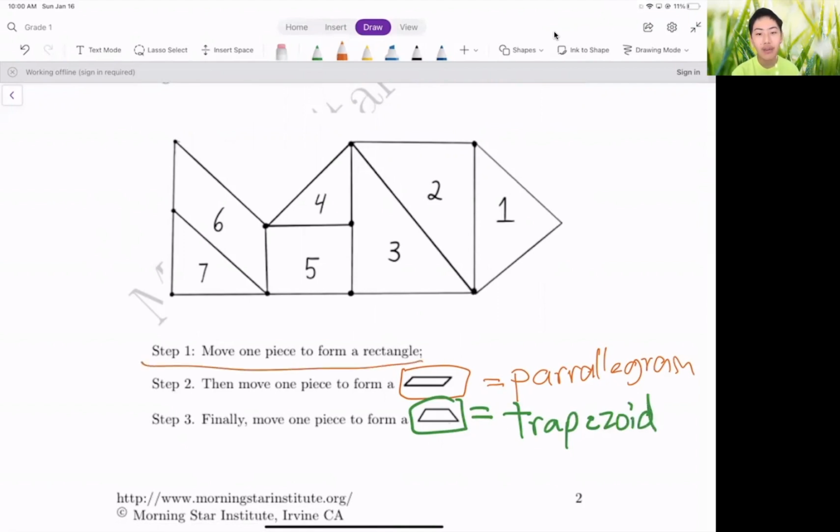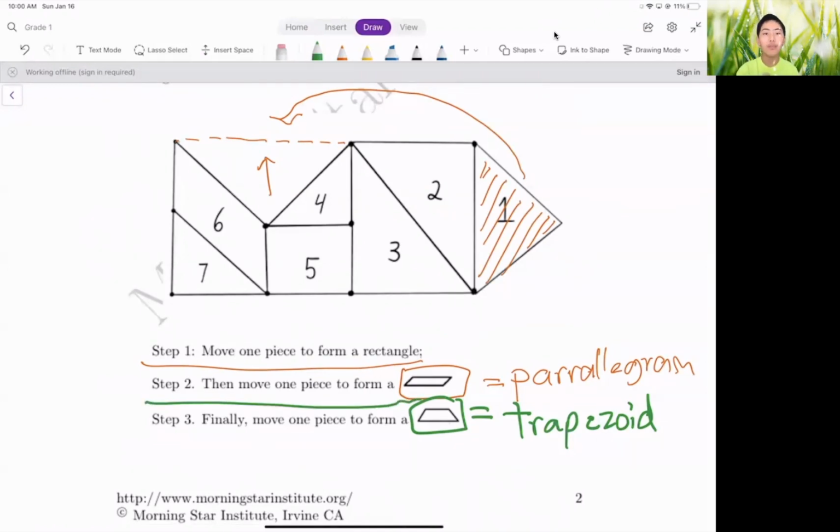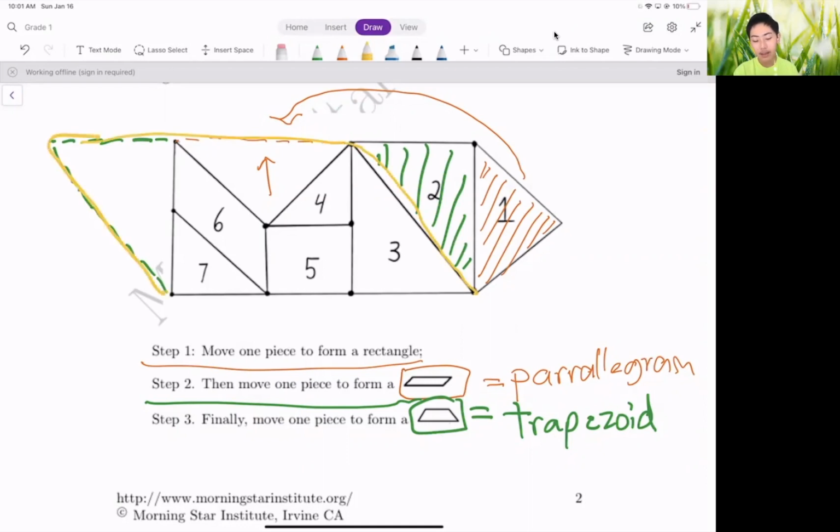Move one piece to form a rectangle. As you can see, there is an extra triangle sticking out as this orange draws. So we can move this orange over here, to this spot. So we can erase this one triangle and move it here. So right now, you're basically just eliminating the right triangle and putting it over here to form a rectangle, as you can see. Step 2, then move one piece to form a parallelogram. Well, right now, what we should do is basically move this number 2 triangle and move it over here so that we form a parallelogram like this, as my yellow highlights.